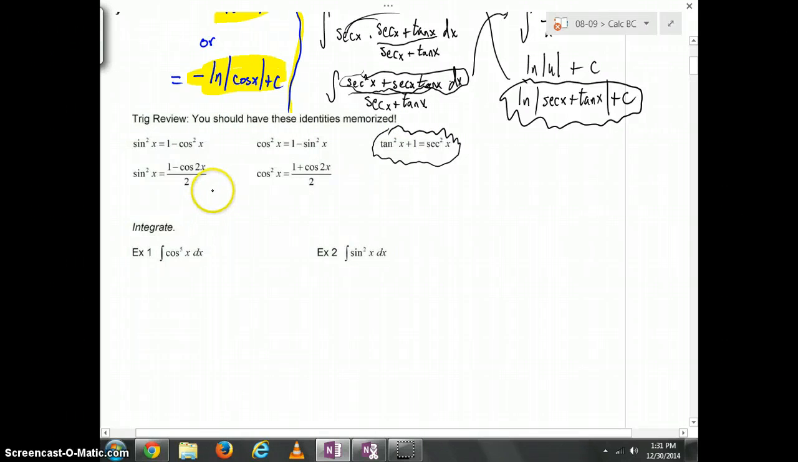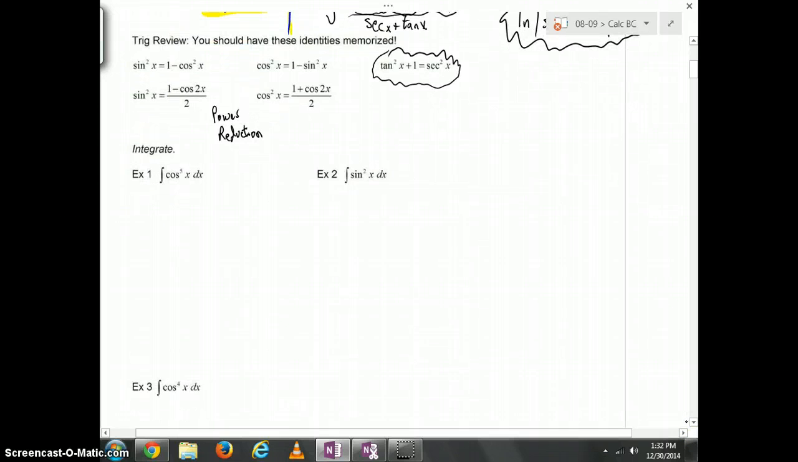The bottom 2 are known as power reduction identities. We've also seen them in an altered form as half angles, where we could let 2x be represented as a, and then x would be a over 2. And you'd have 2 half-angle identities for sine squared and for cosine squared. We want to remember these. They're going to prove to be very helpful. But commit these to memory as well. There's a lot of memorization in these integrals that we're working on in this section.